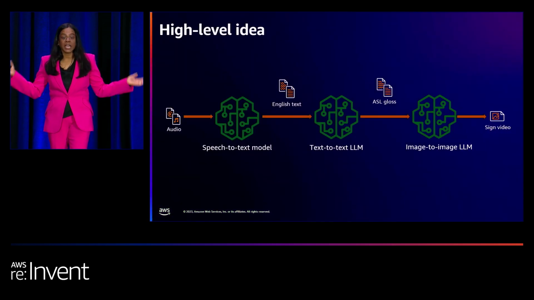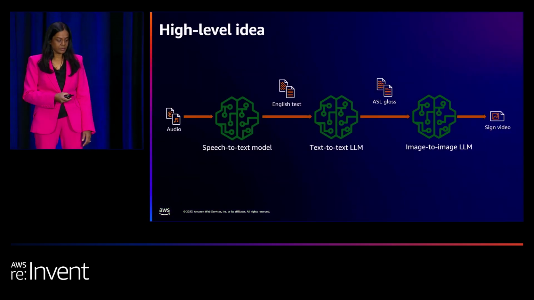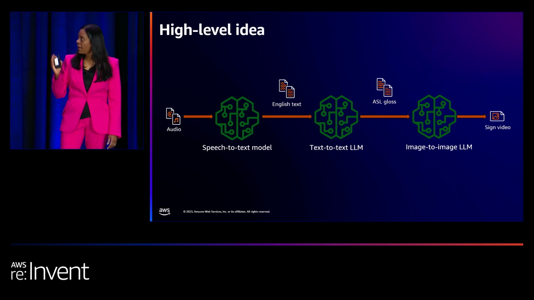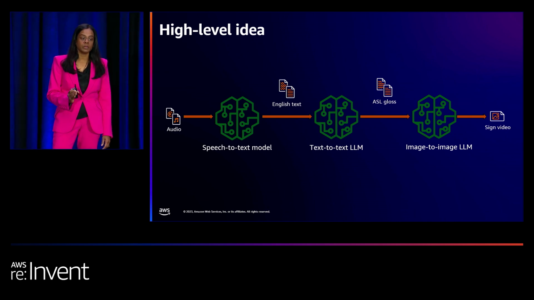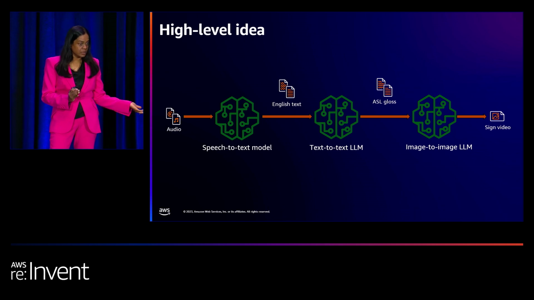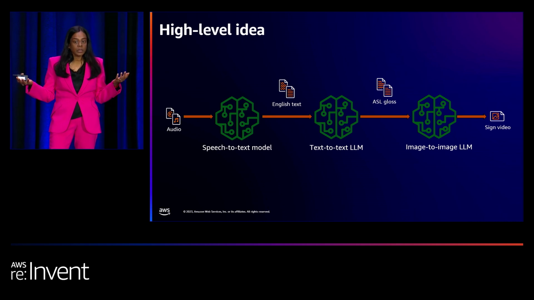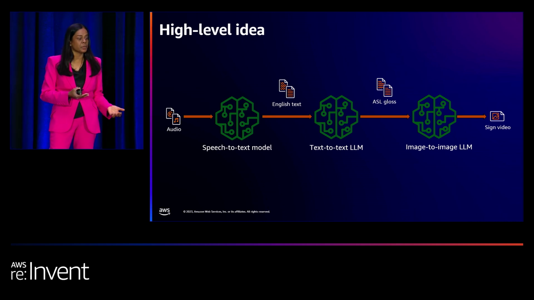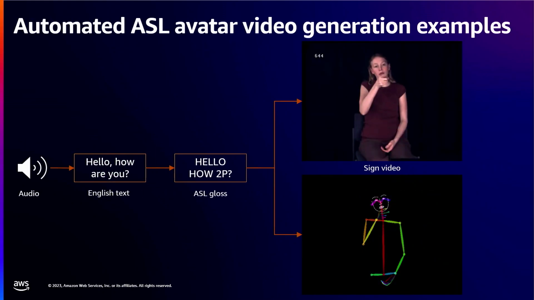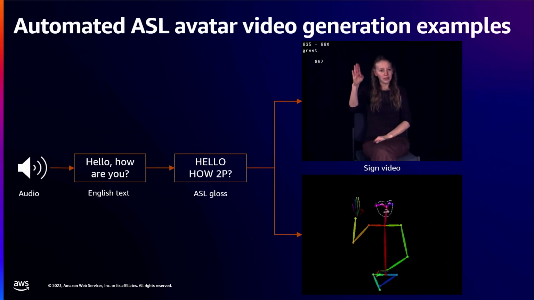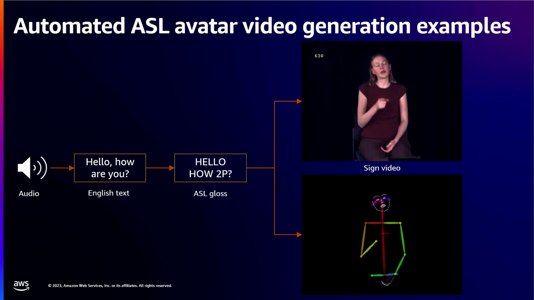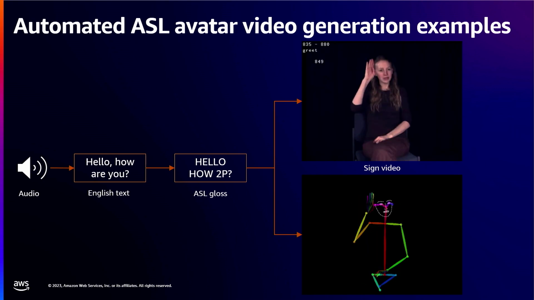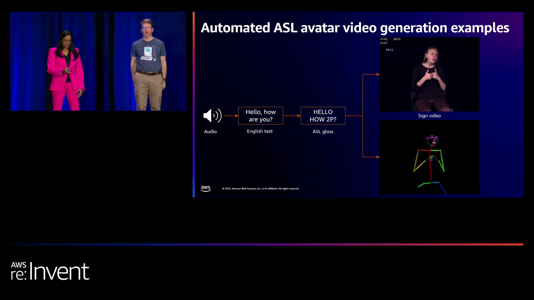So let's dive into the solution approach. The audio file will be passed on to a speech-to-text model, which will then generate an English text, which is passed on to a text-to-text large language model, which is going to generate the ASL gloss that we talked about. The ASL gloss is then used by a machine learning model to generate a sign video. So we have some examples that Rob is going to be showing us that was generated by our application.